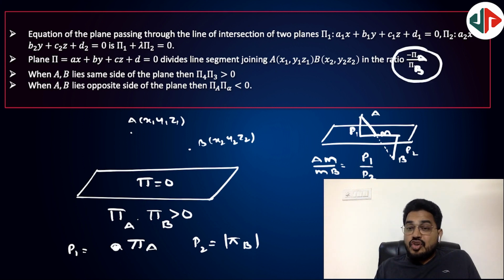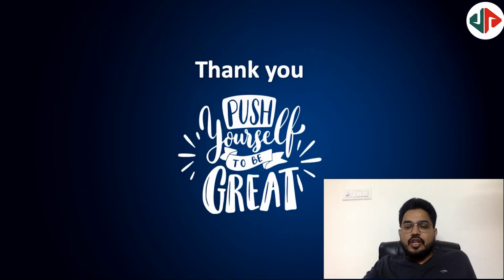If the ratio is positive, the plane is dividing internally. If the ratio is negative, the plane is dividing externally. If A and B are on the same side, pi A and pi B are both positive. If B is lying on the opposite side, pi A into pi B will be negative. Okay? So with this, the basic concepts are covered and we'll continue solving the problems.